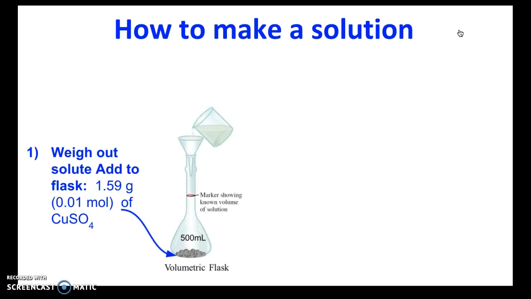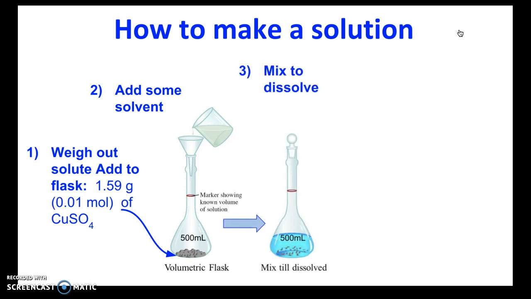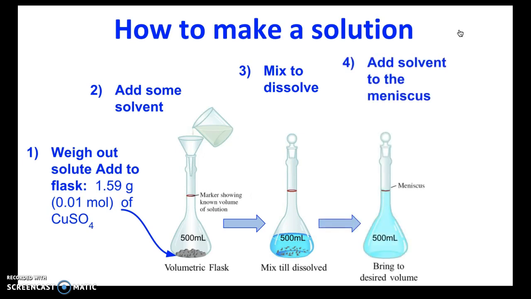And then the next thing we're going to do is add that to our volumetric flask. Remember, volumetric flasks are a special piece of labware that are calibrated to a certain volume. So we put our solute into our volumetric flask, and then we add some solvent, which will be water. We're not going to fill it all the way up to that marker there, but just enough to mix it and dissolve it. Once it's all dissolved, then we add solvent to the meniscus. And once we have that, we have our 500 milliliters of our solution.